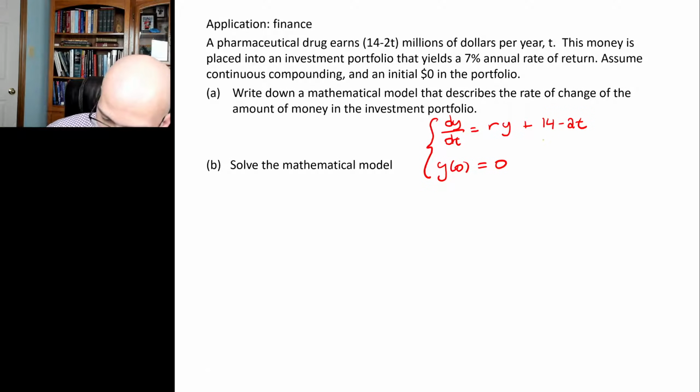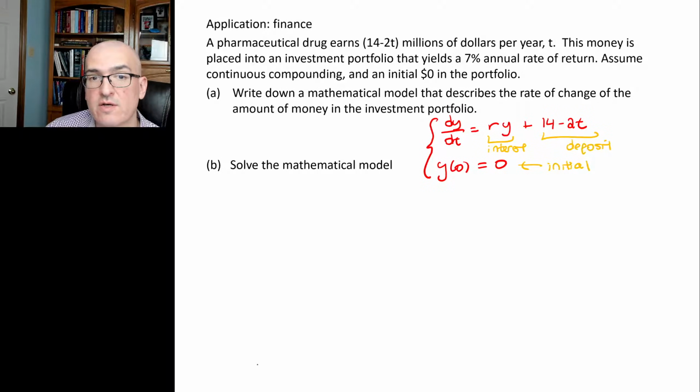So that was your deposit term. That's what you're depositing. That's your earnings. That's your interest. And 0 is your initial condition. There's your model. And then part B, we're going to solve the mathematical model.